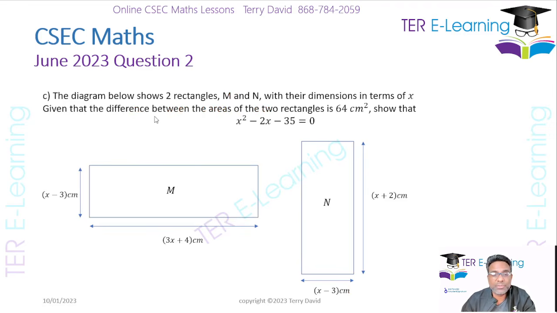The next part of the question now, and CXC has brought something like this in the past. We have two rectangles, and they gave us the dimensions, but they said that the difference, right, between the areas of the two rectangles, right, is 64, right? So the first thing I'm going to do, I'm going to work out the area of each rectangle. So we're going to take this dimension and multiply by this. So that's x minus 3 multiplied by 3x plus 4.